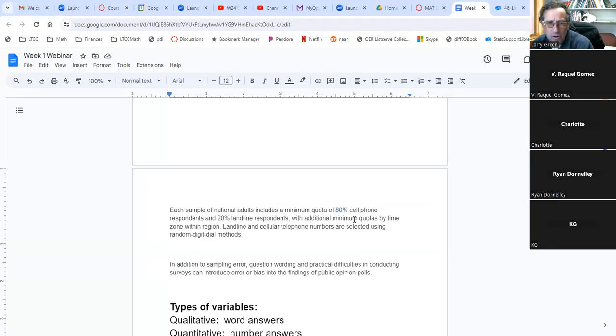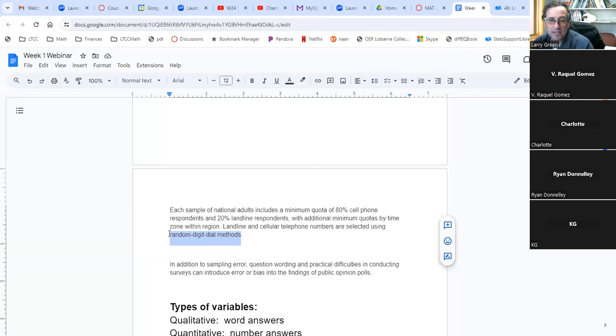They also did minimum quotas by time zone within region. That's important because that way, at least in regions, they didn't only ask people on the East Coast or only ask people in Hawaii, which is a totally different time zone. So that's another way of reducing some bias: by making sure that by large regions in America, they don't have bias. And they did say they use random digit methods. So that helps, but you still have the problem with the voluntary response bias.